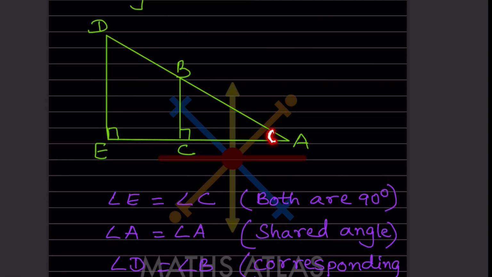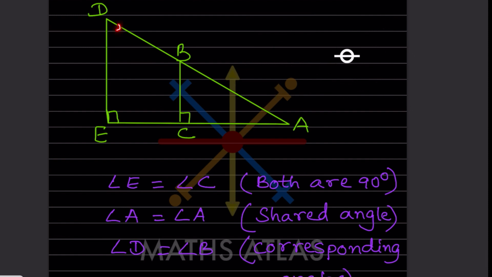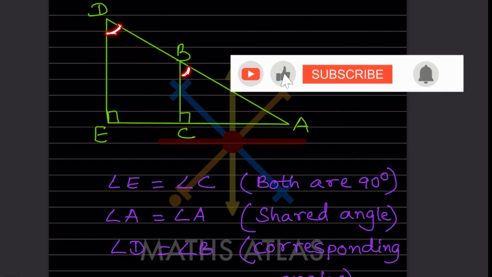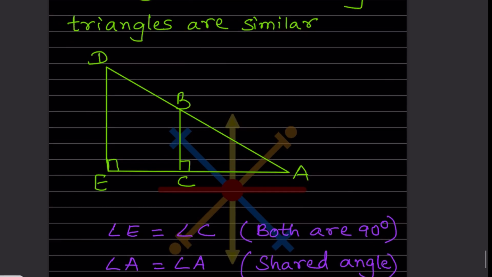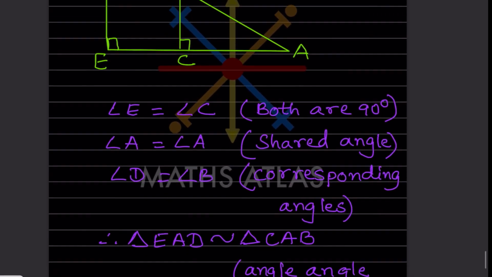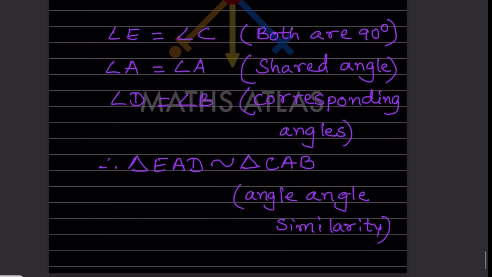For both of the triangles we have the common one, so we can say the shared angle, or we can also say the common angle. And then what more you can see here, we can put here angle over here and this one over here. So we can say angle D is equal to angle B. So why is that the same? Because they are the corresponding angles. From this one we can say that the triangles are, so we can say triangle EAD is similar to CAB. What is the reason for that? That is the angle similarity.